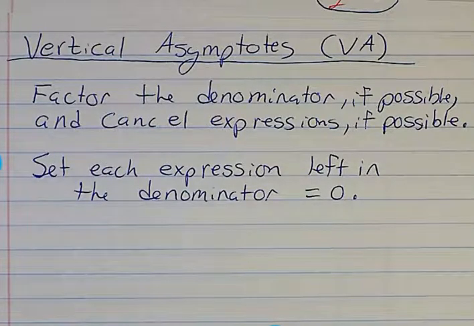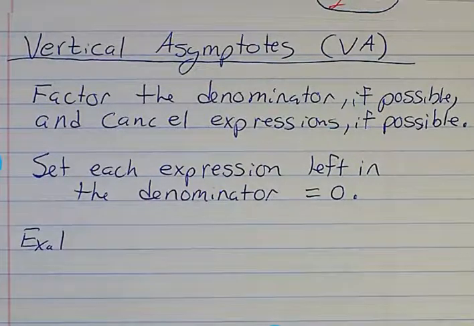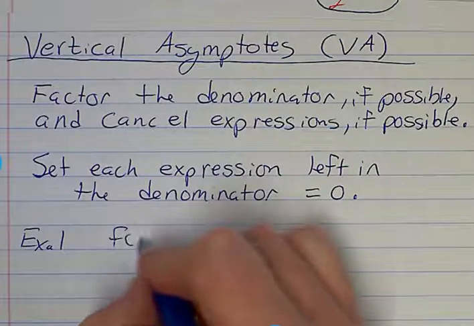And most of the time, it's about 50-50. Half the time you'll have to do some factoring. The other half of the time you won't have to do any factoring. You just take the denominator and set it equal to 0. So there's no checklist on this one. There's no 3 options. It's take the denominator, set it equal to 0. That's all you got to do.